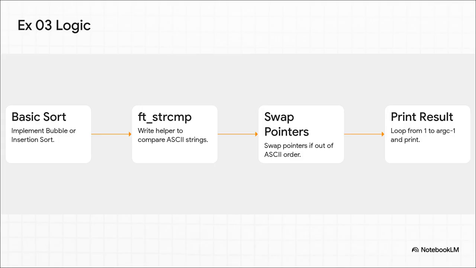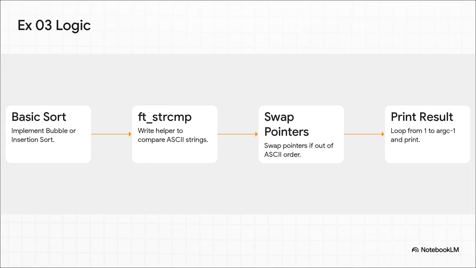This exercise brilliantly illustrates the sheer power of pointers in C. You see, you don't need to move heavy text data around in memory. You literally only need to swap the lightweight pointers inside the argv array. Step 1. Set up a basic bubble sort, which just means nested loops. Step 2. Write your own helper function, like ft_strcmp, to compare two strings character by character based on their ASCII values. Step 3. If the string at argv[j] is greater than argv[j+1], you swap their string pointers. Just create a temporary char pointer variable and switch them around.